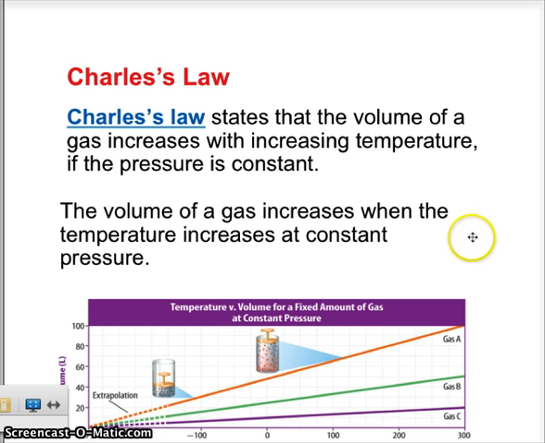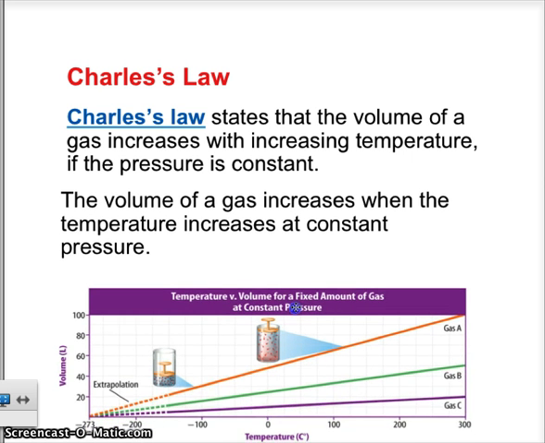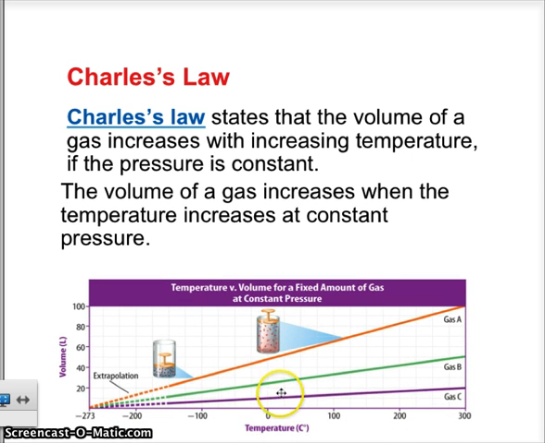So here's just kind of reviewing that. Charles' law states that the volume of a gas increases with increasing temperature if the pressure is kept constant. So the volume of gas increases when the temperature increases at a constant pressure. Here's a graph with volume on this side and temperature on the bottom, showing temperature versus volume for a fixed amount of gas at a constant pressure. These different gases show that as you go up in temperature, the volume also goes up. So that gives you the relationship.